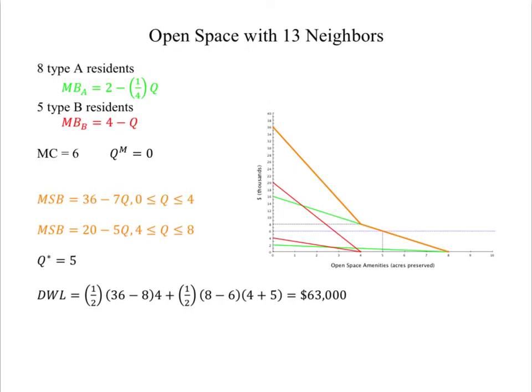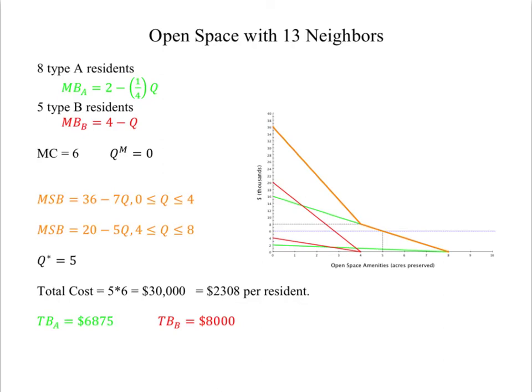The triangle from 36 to 8 is $52,000, and the trapezoid between 6 and 8, 9,000 added to that yields $63,000 in lost consumer surplus. The total cost of preserving 5 acres on the vacant lot would be $30,000, or just over $2,300 per resident. But this is well under the total benefit each resident accrues.